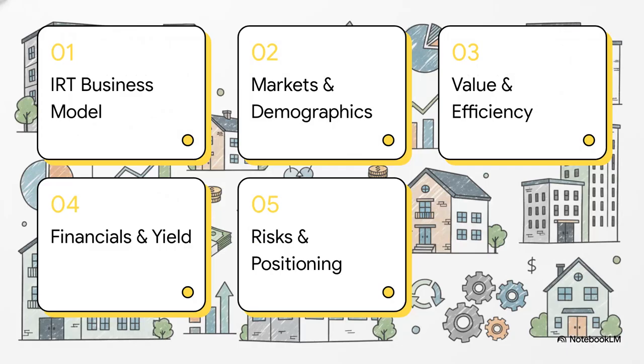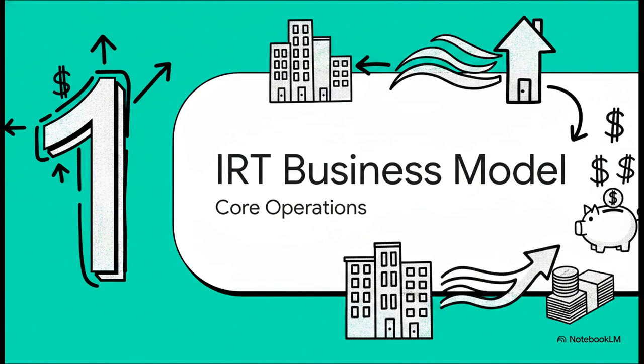So here's our roadmap for this explainer. First, the IRT business model. Second, markets and resident demographics. Third, driving value and efficiency. Fourth, financial health and yield. And finally, market risks and positioning. Let's kick things off with Section 1, the IRT business model.